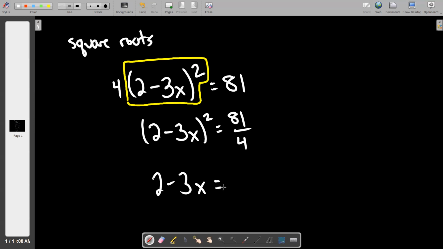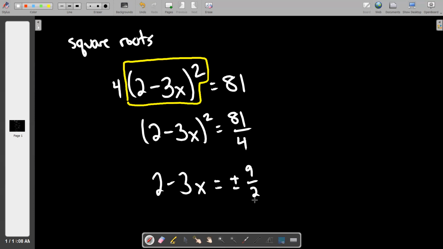And what does that equal? Positive, negative. Yes. Good, which I'm going to go ahead and take initiative on this and just write 9/2. Remember that when you square root a fraction, you just square root the top and the bottom independent of each other.